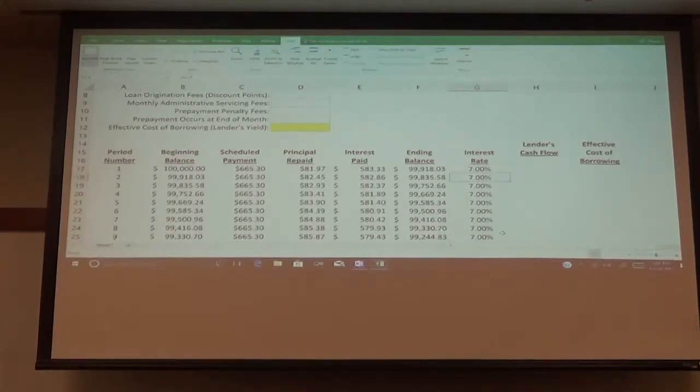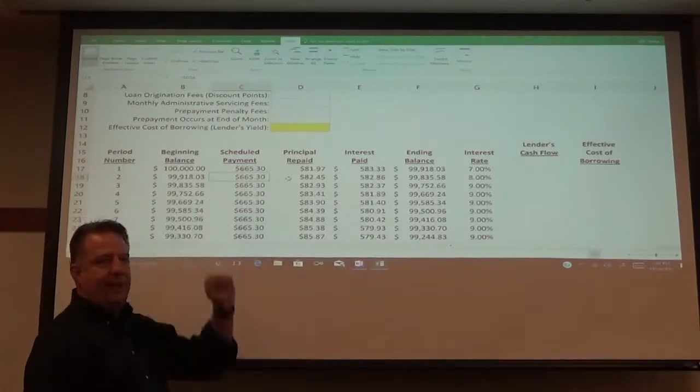Okay, so let's do this. Just for our purposes, we're going to have that first month at 7%, the next month at 8%, and the next month, let's say, at 9%. And then from that point forward. Okay? There's, once again, method of my madness here. All right? Go over to our scheduled payment for month or period 2. Okay, right here. The 665.30.